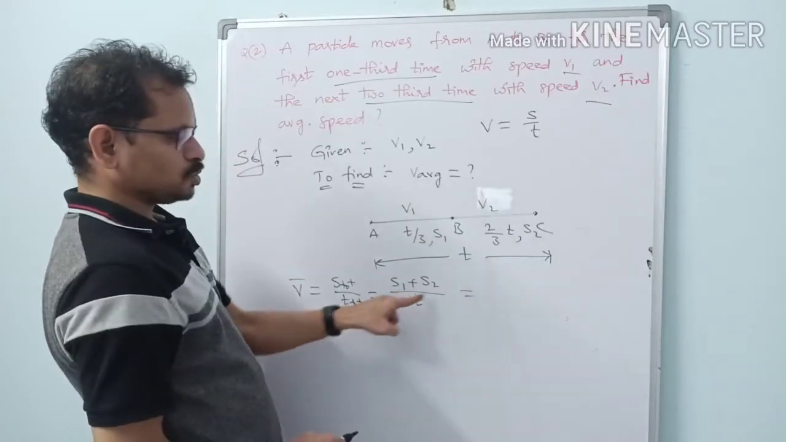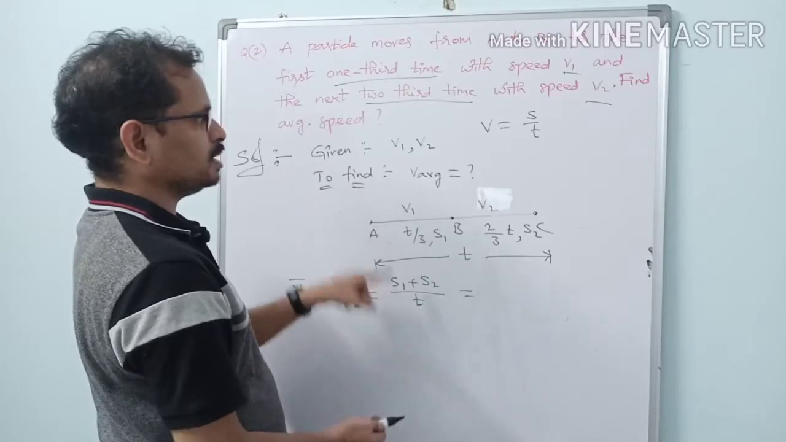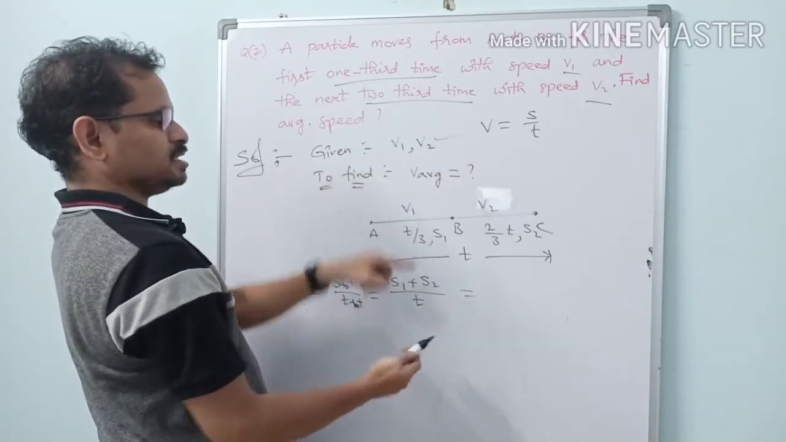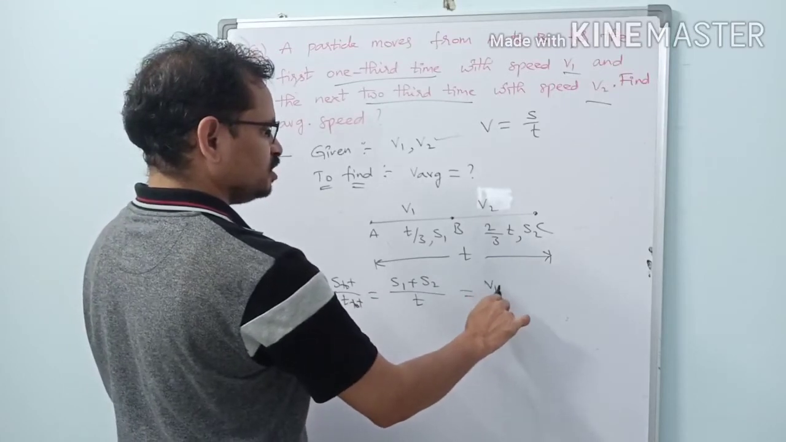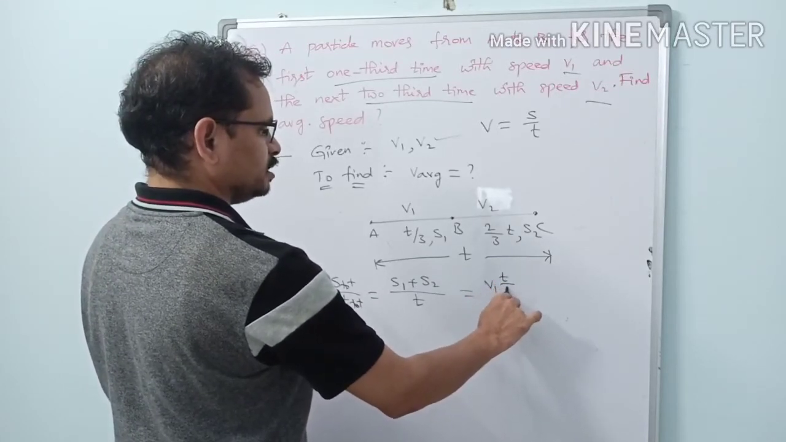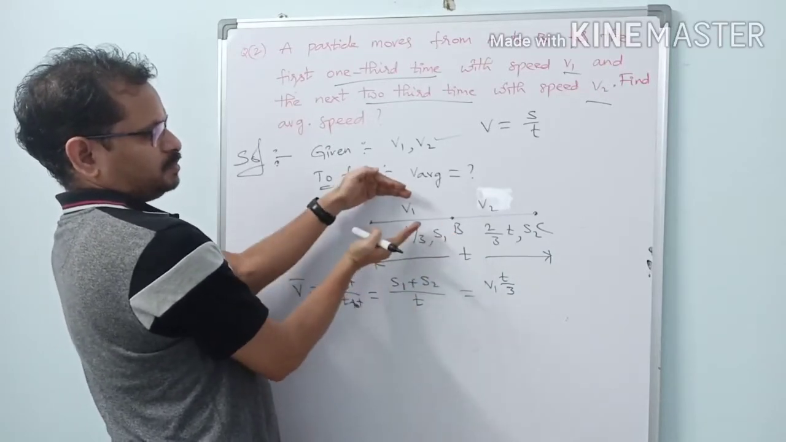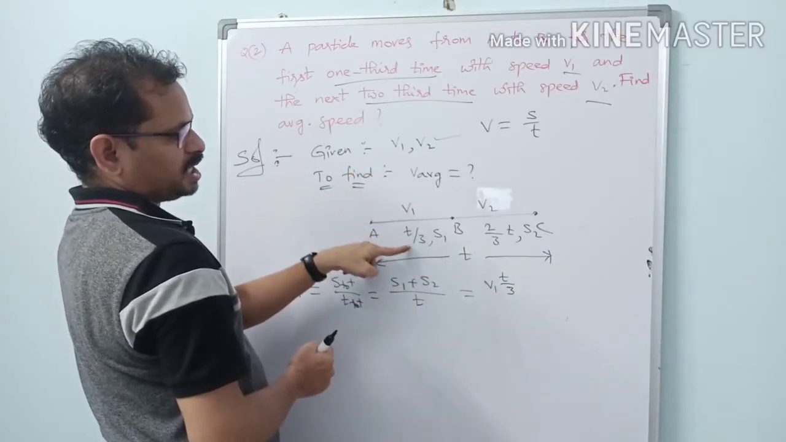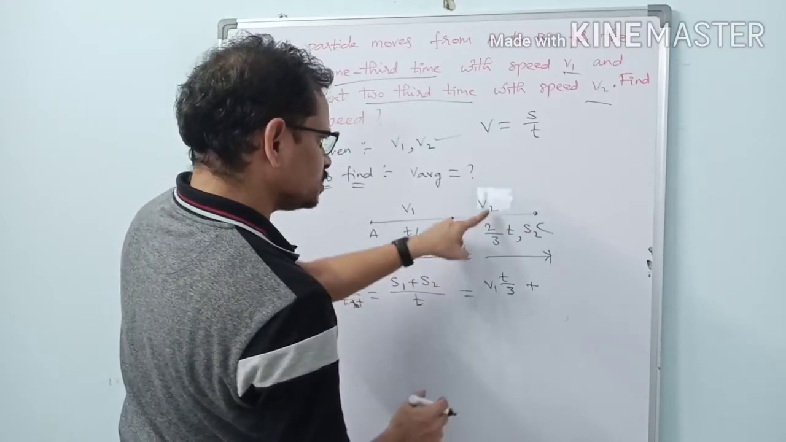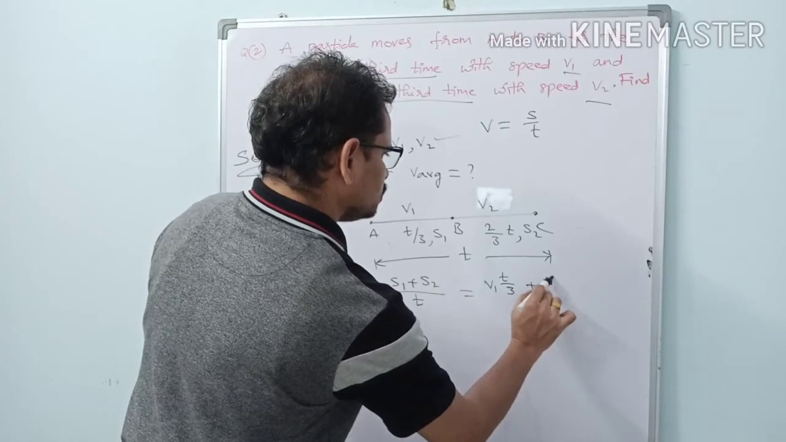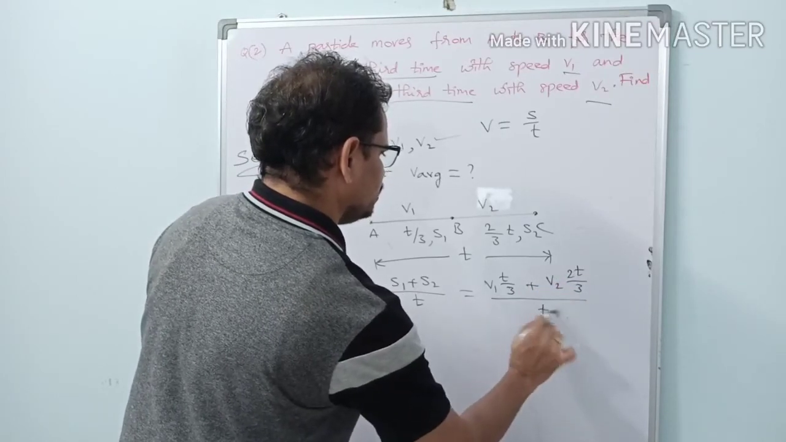So we should eliminate these two now. S1, S2 are assumed quantities, T is also assumed quantity. We should remove them. We should bring these quantities into equations here. So what is the distance equal to speed into time? The first one, no? First S1 equal to what? Speed into time. So speed is V1, time is T by 3. So V1 into T by 3 plus what is S2 here? Speed V2 into 2T by 3, by T.